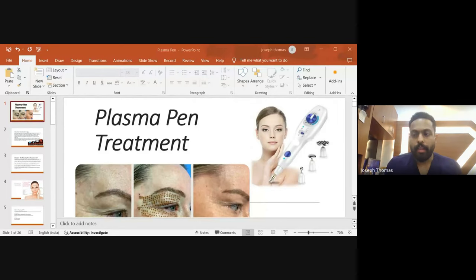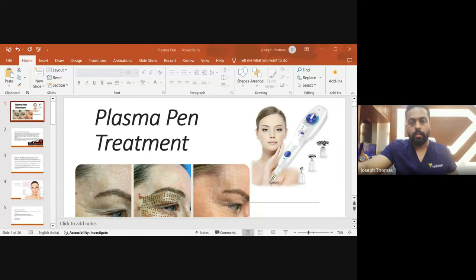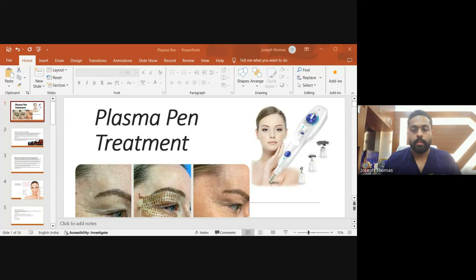So this is a small presentation regarding plasma treatment. I've been asked a lot of questions regarding plasma treatment, and for the past few months, I've also treated some patients with a plasma pen, and it's really amazing. So I thought I'll discuss with you guys. For some of the doctors who have joined in this session, I have bought some plasma pens.